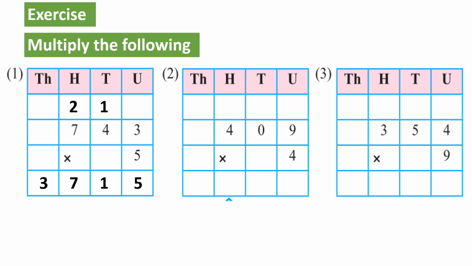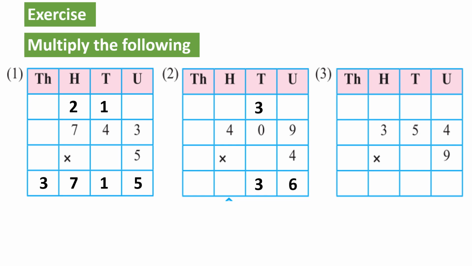Second question is 409 multiplied by 4. 9 4s are 36. So 6 put here and carry 3 over the 10. Then 4 multiply 0 is 0. 0 plus 3 is 3.